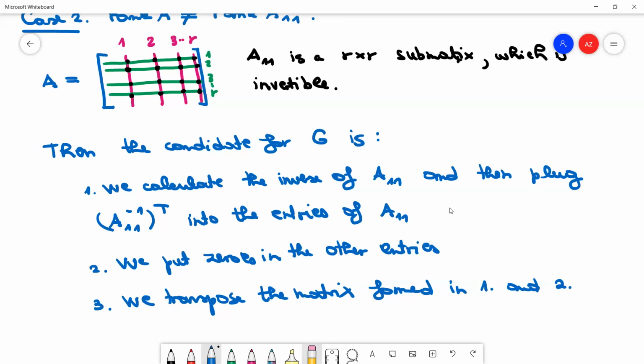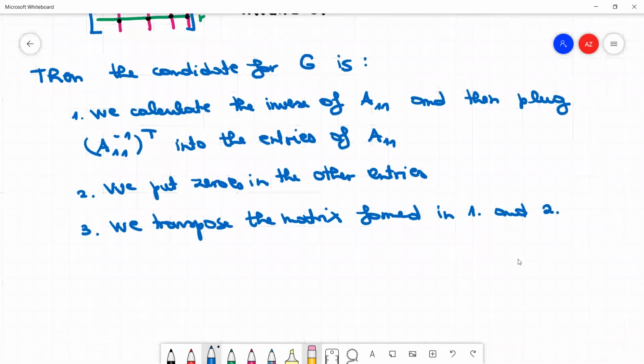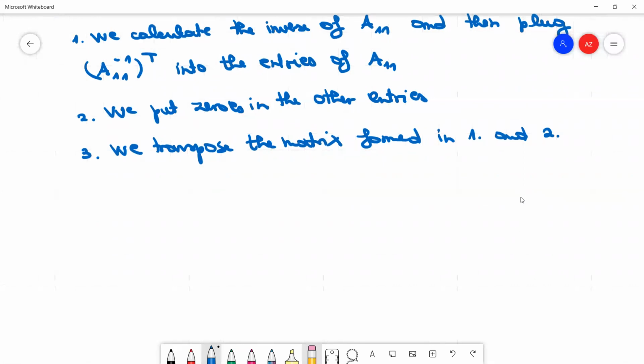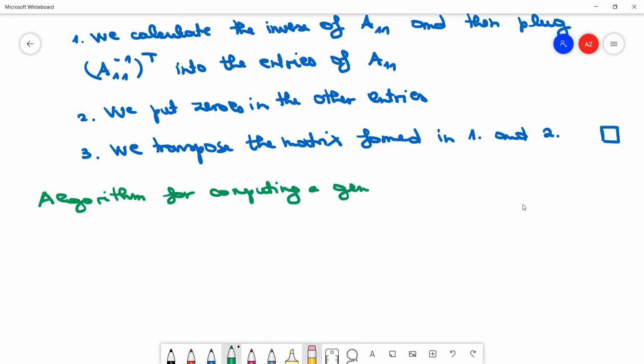So to finish this first hour, we'll just extract the algorithm for computing a generalized inverse of A out of this proof. So let's say that this proof is finished, and we extract the algorithm for computing a generalized inverse of A. And then we will do an example after break.